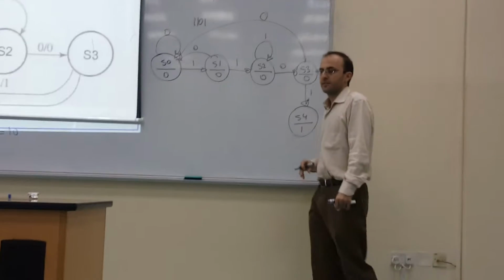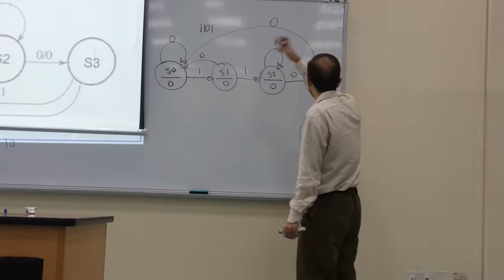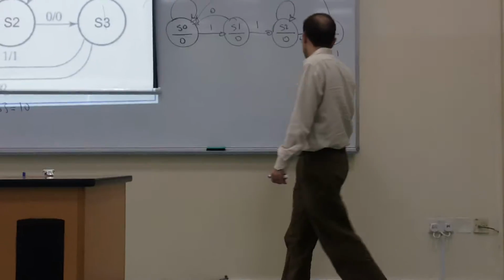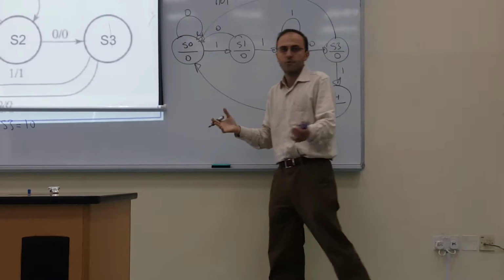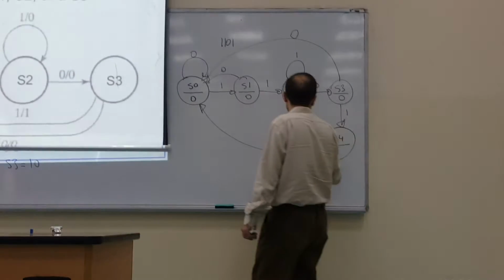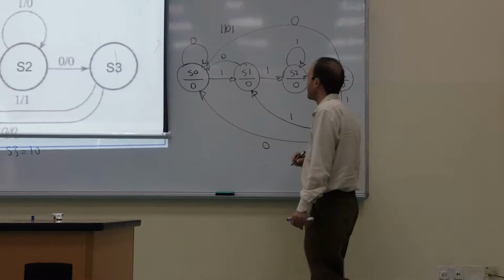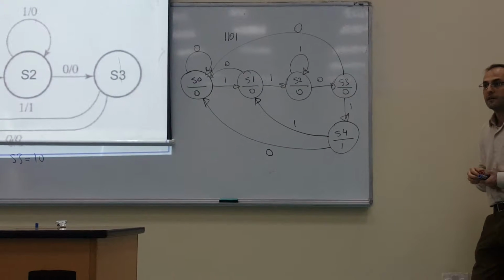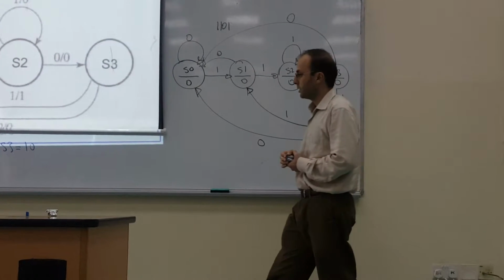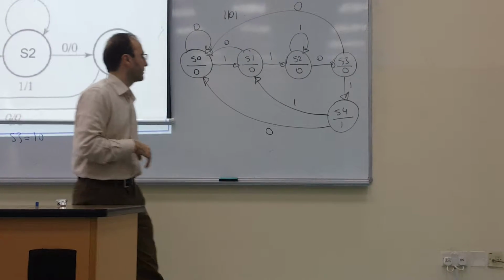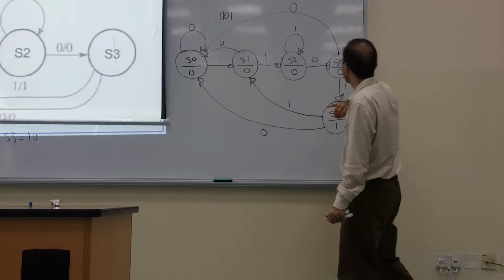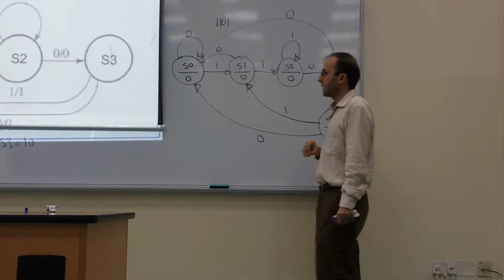Now, after that, if I receive the 0, what should I do? Go back to 0. Why? Ruined. There's nothing I can do. Okay? If I receive the 1, I can make use of this one. That's what you want to do for overlap. We'll talk about that later. Let's just make sure that this is working. So here I have the 2 cases, here I have the 2 cases.